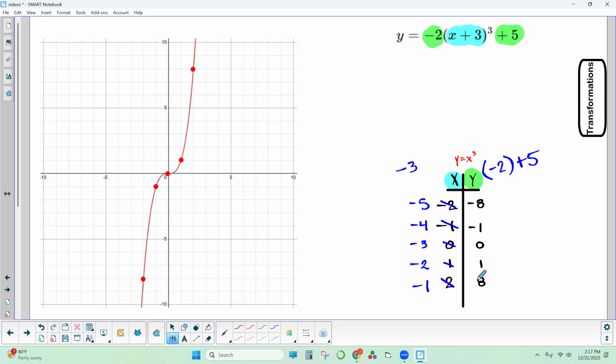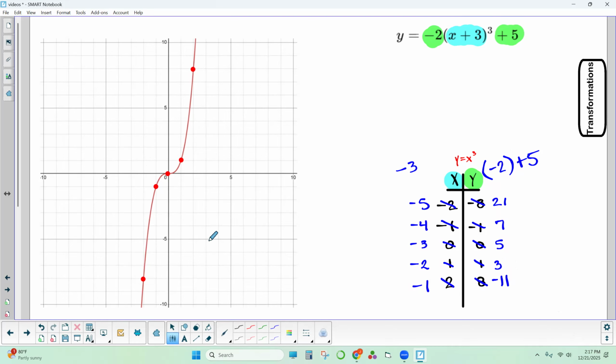Now I'm going to come over to my outputs, and I'm going to multiply them by -2 and add 5. That's going to give me 21, and this will give me 7, and this will give me 5, and this will give me 3, and this will give me -11. So you can take your time with this, applying the rules. And now what we've got here are the coordinates of our transformed function.